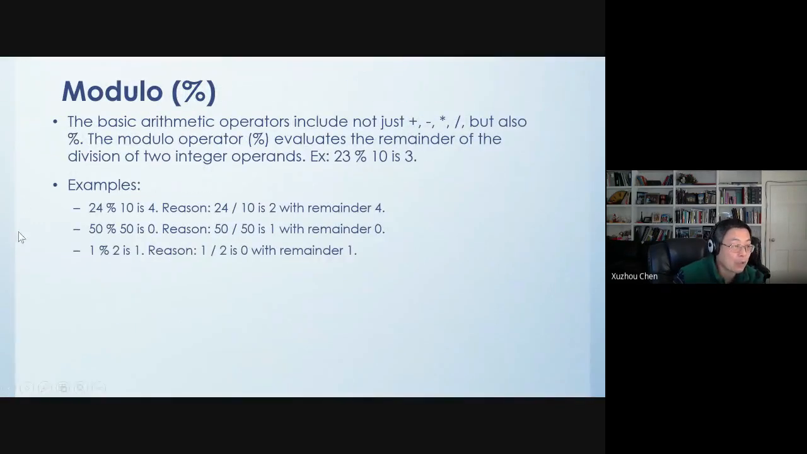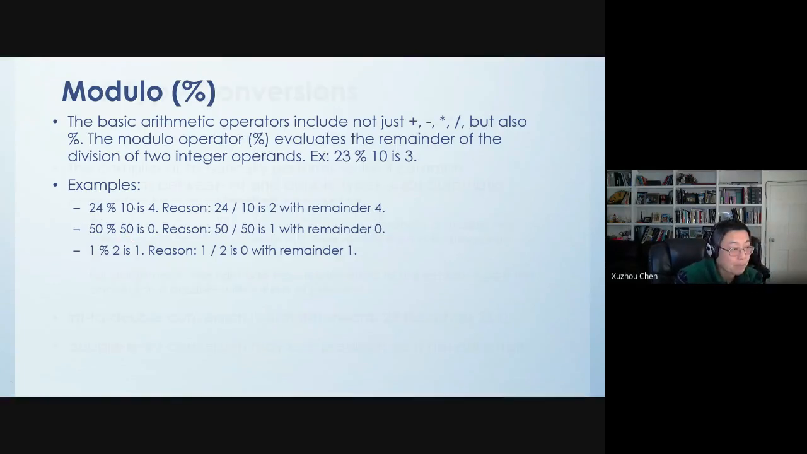And here's the modular operation. That's the division, but it will actually keep the remainder. So 24 divided by 10, you get the quotient 2 and the remainder 4. So the answer is 4. 50 modulo 50 is 0, because 50 divided by 50 is 1 with remainder 0. 1 modulo 2 is 1, because 1 divided by 2 is 0 with remainder 1. So this gives you the remainder when you do the division.